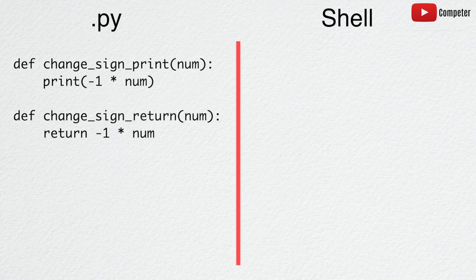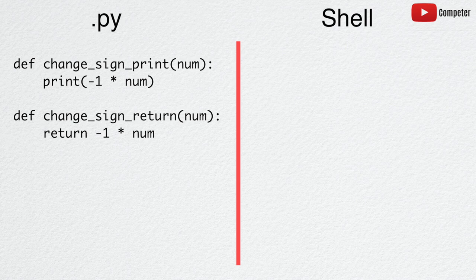Let's take a look at an example. Here, we define two similar functions. change_sign_print takes a number, num, as an argument, and prints -1 multiplied by num. change_sign_return is the same function, but instead of printing the result, we instead return the result. Let's see how these two functions are different.